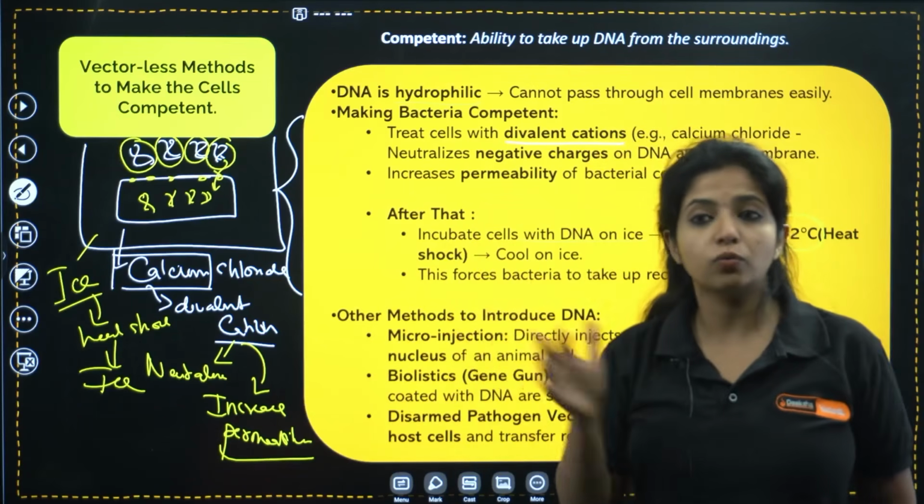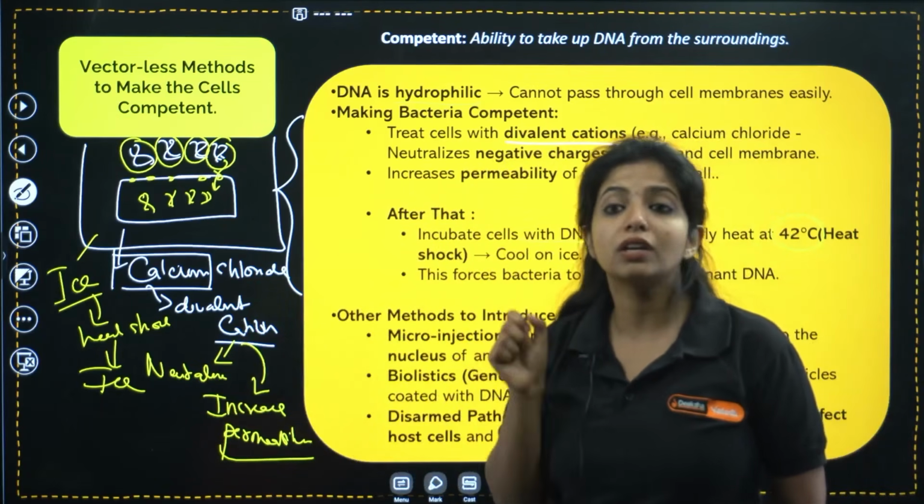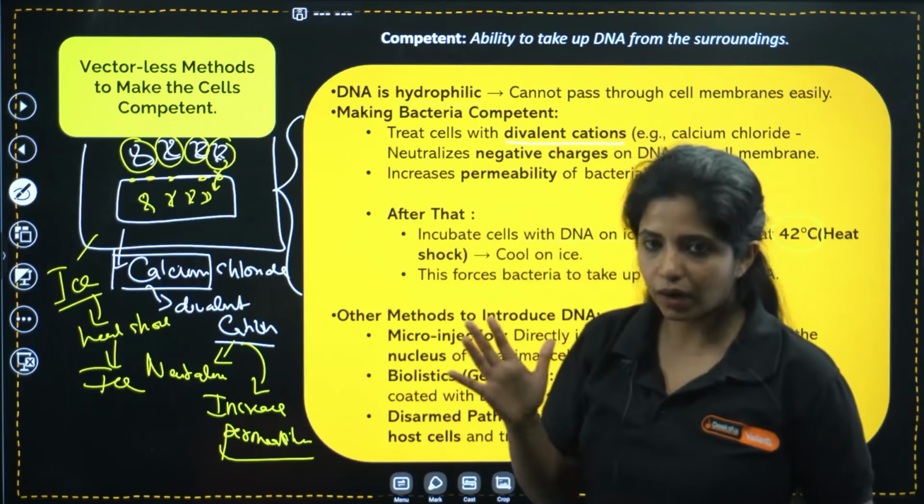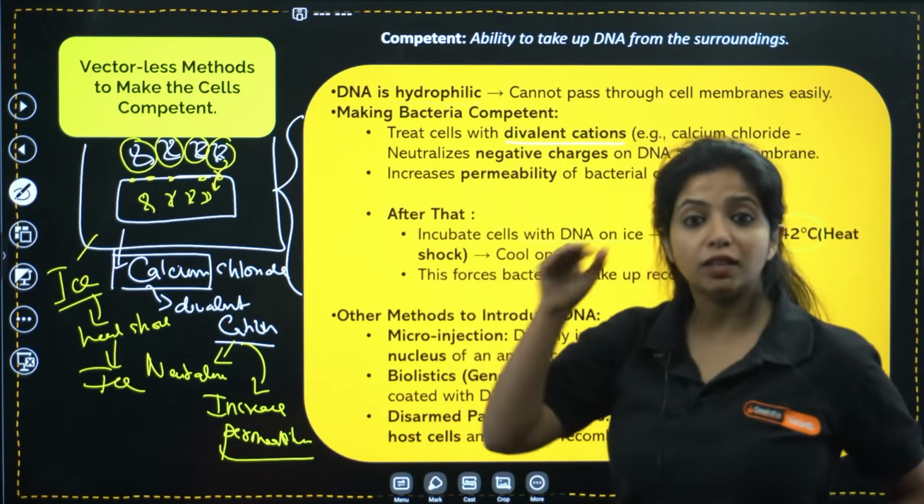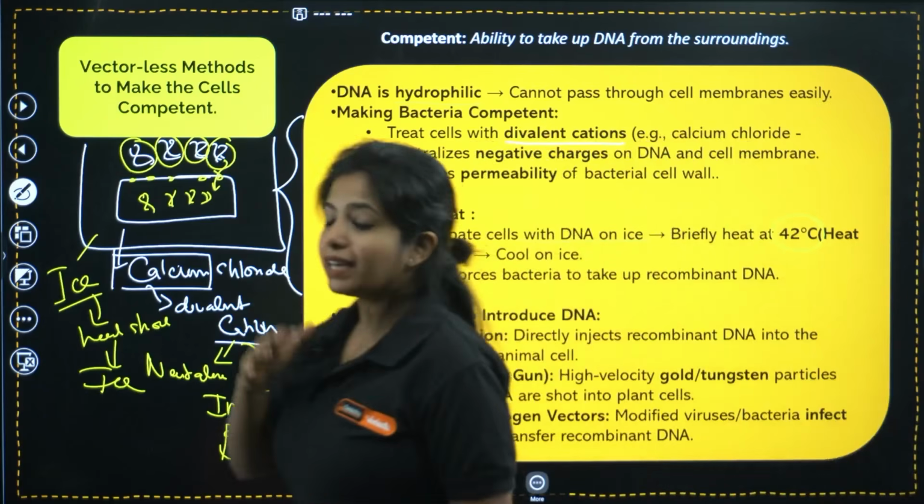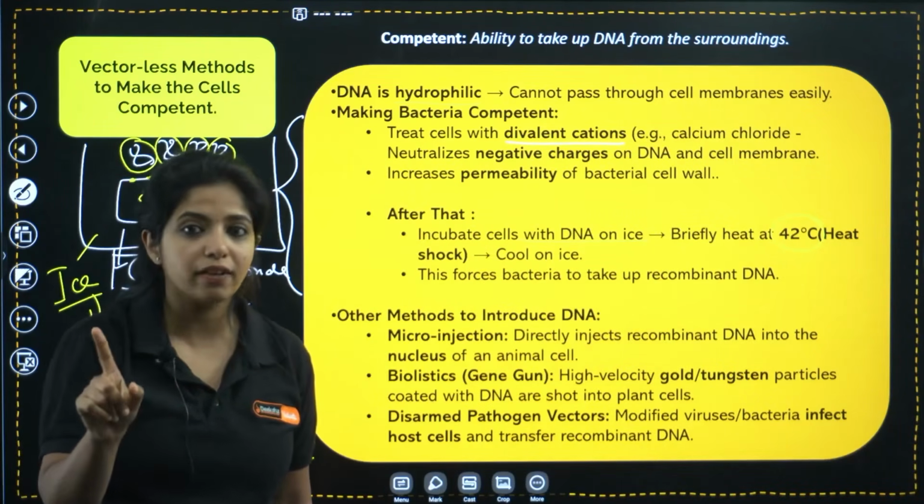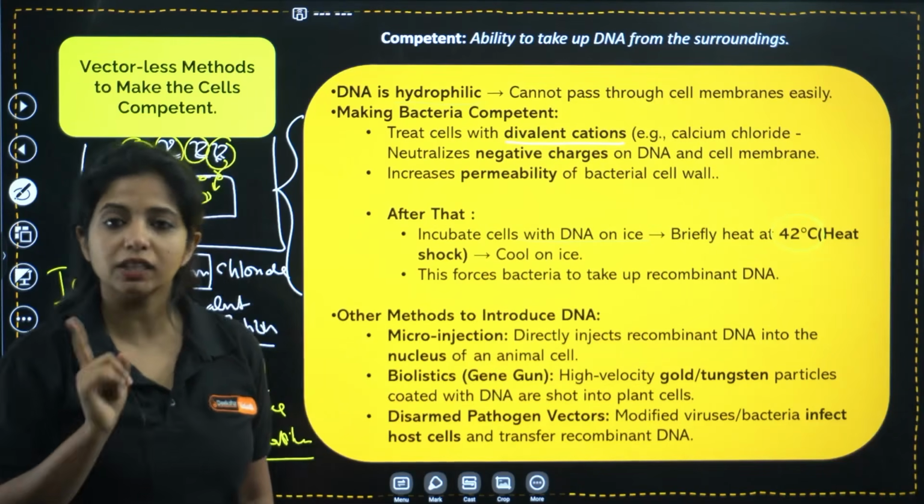But still, if you want to make the DNA go inside the cell, you need to give some treatment from ice to heat shock and then back to ice. Got it? This is the way that you make the bacterial cell competent. You make it able to take up the DNA from outside. Cool. Here, do you use any vectors? No, there is no vector out there. That is why it is a vectorless method.